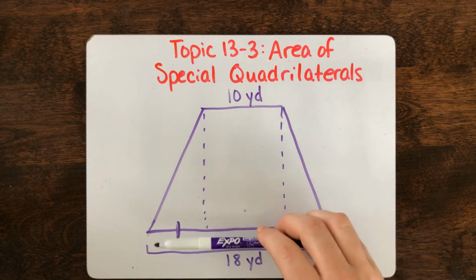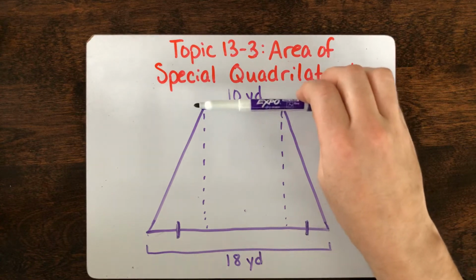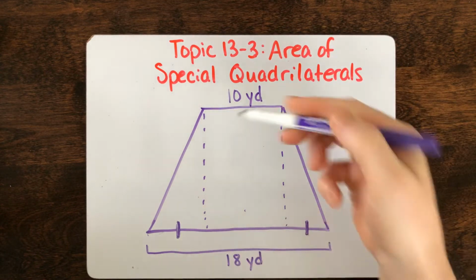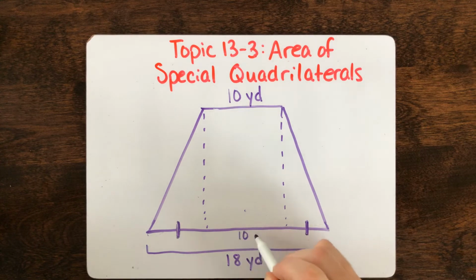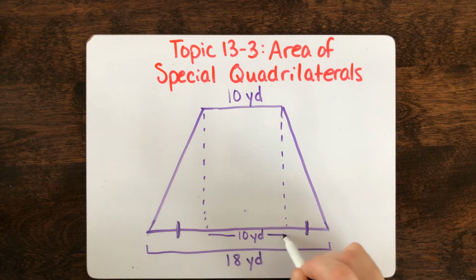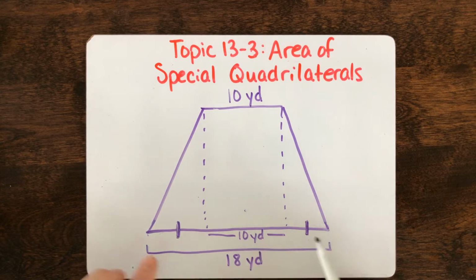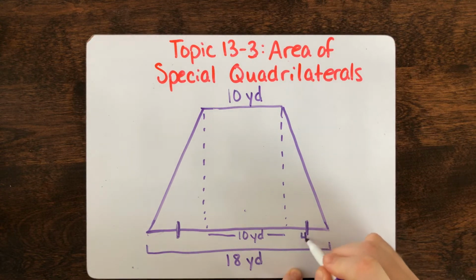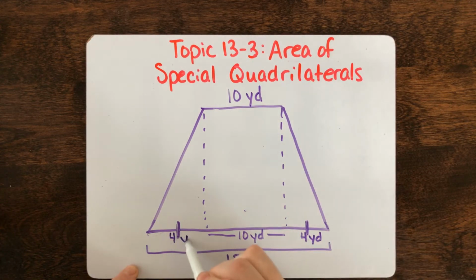So if this whole bottom is 18 and this is 10, well, that means that this, again, if this right here is 10, then that means that this is 10 right here, from here to here. So then if both of these are the same, well, 18 minus 10 is 8. So 8 has to be spread evenly between this length and this length. So what is the base of both of these triangles going to be? Well, it's going to be 4. 4 plus 4 is 8. So this is 4 yards, and this is 4 yards.